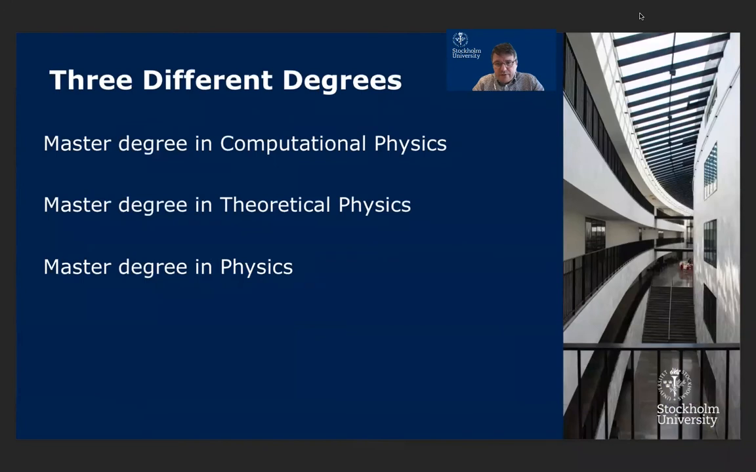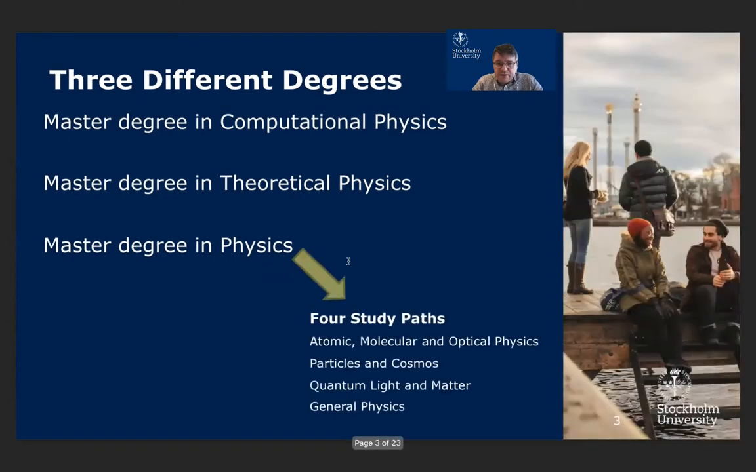So we offer several degrees, and today I will give you more information about the master degree in computational physics, the master degree in theoretical physics, and the master degree in physics. The master degree in physics is further subdivided into 4 study paths. The first path, atomic, molecular, and optical physics. The second path, particles and cosmos. Then we have quantum light and matter. And then finally, we have general physics for students who have not yet decided their specialization.